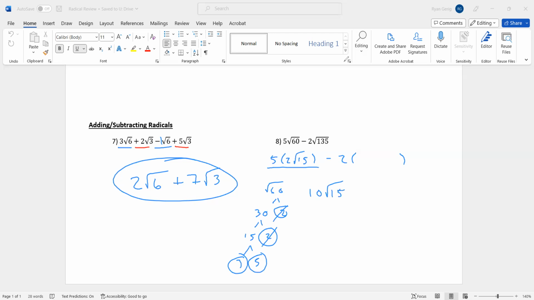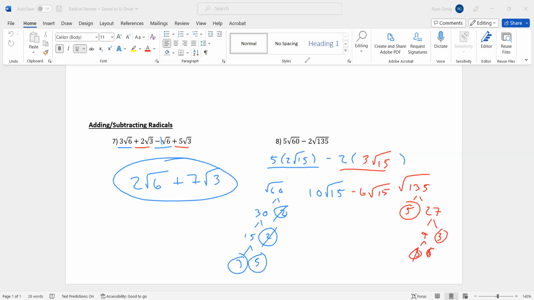Now let's break down the 135. No 5 goes into it. Grab my calculator here. That's 27. 27 breaks down into 9 and 3. And then 9 breaks down into 3 and 3. So I got a pair of 3's with a leftover 3 and 5. So that's 3 radical 15. Multiply those together, I get negative 6 radical 15.